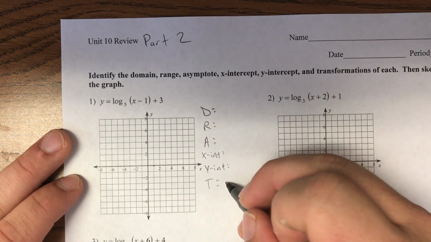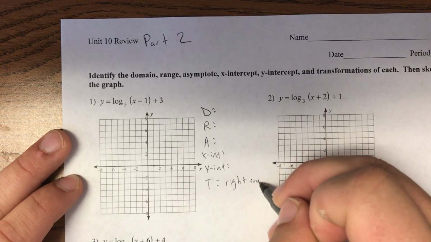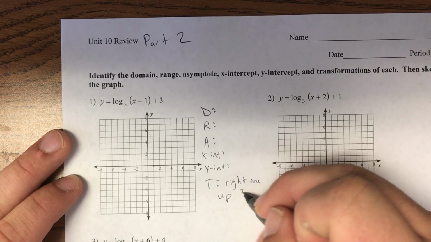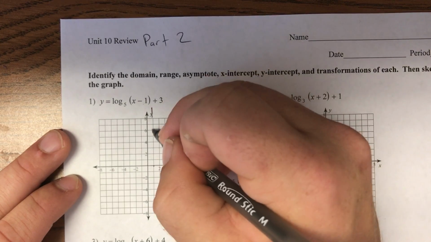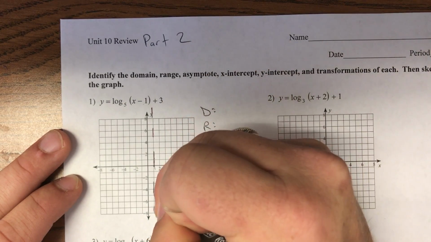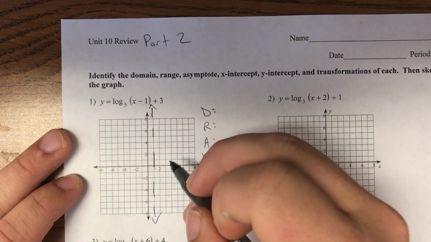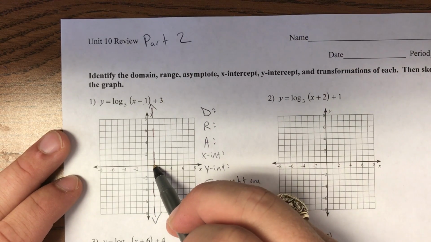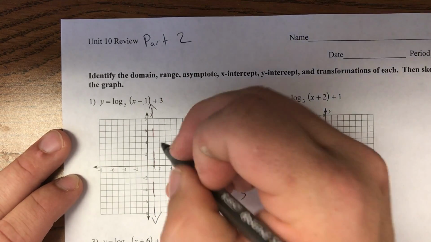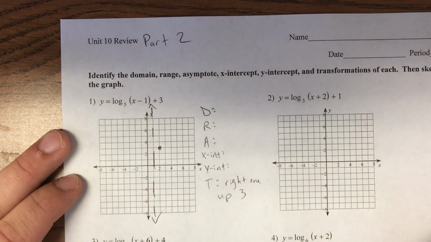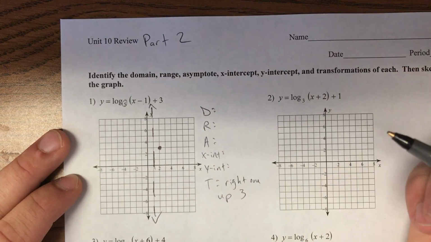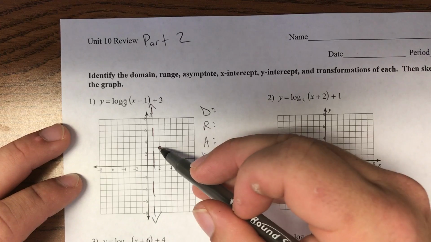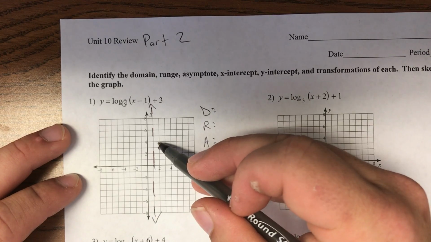And so for this one, it's going right 1 and up 3. And so my asymptote's going to shift right 1 as well. The starting point of x-intercept of 1 is going right 1 and up 3. So here's my new starting point. And then my rate of growth is 5. So it gets 5 times bigger, 5 times further away from the asymptote as you go up.